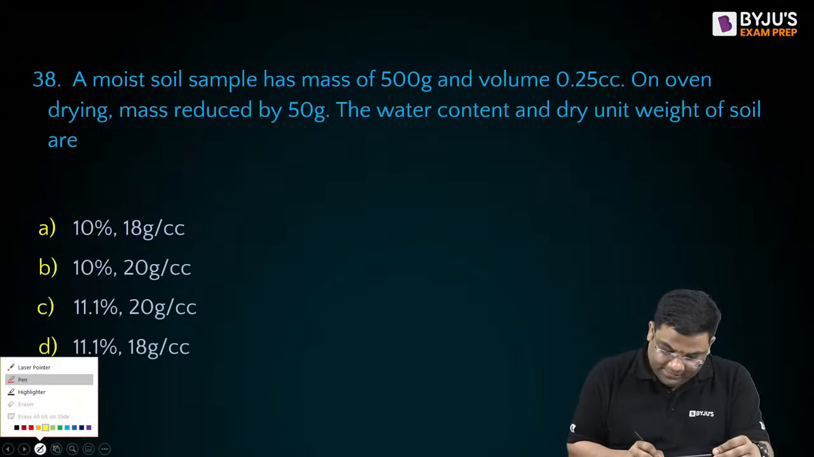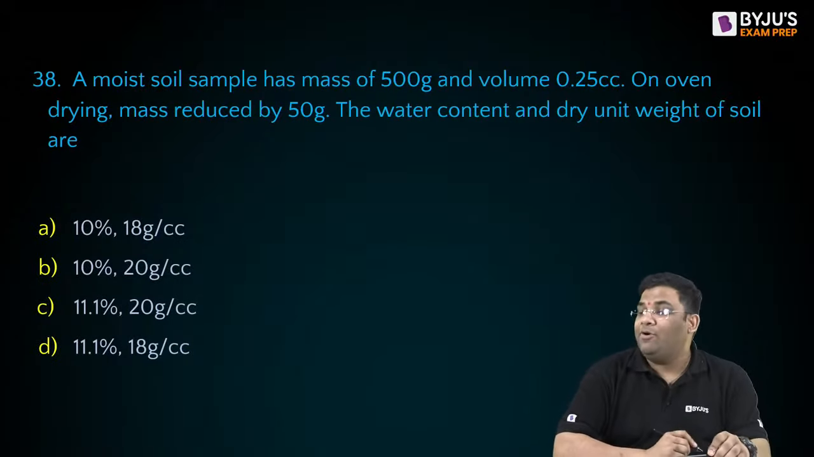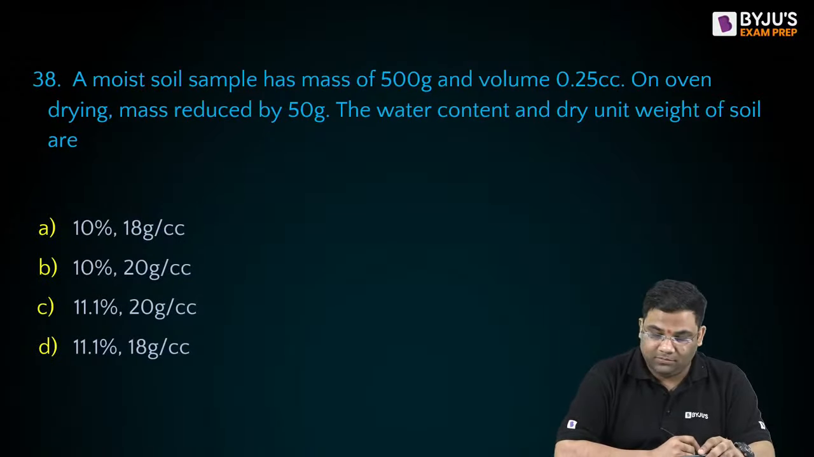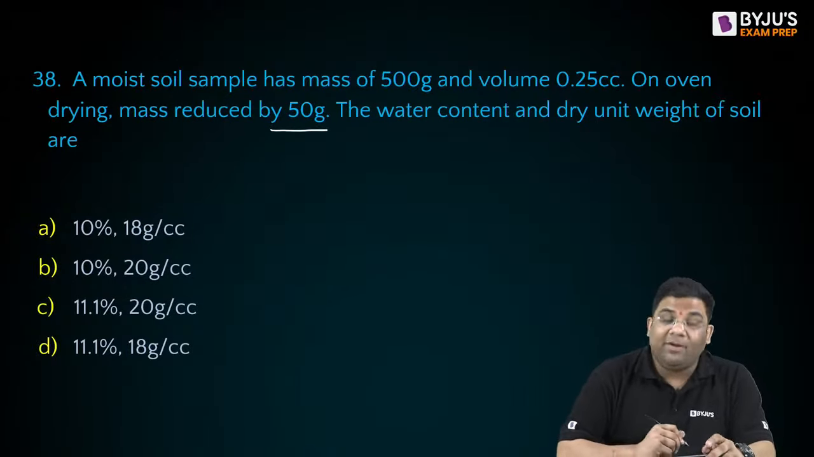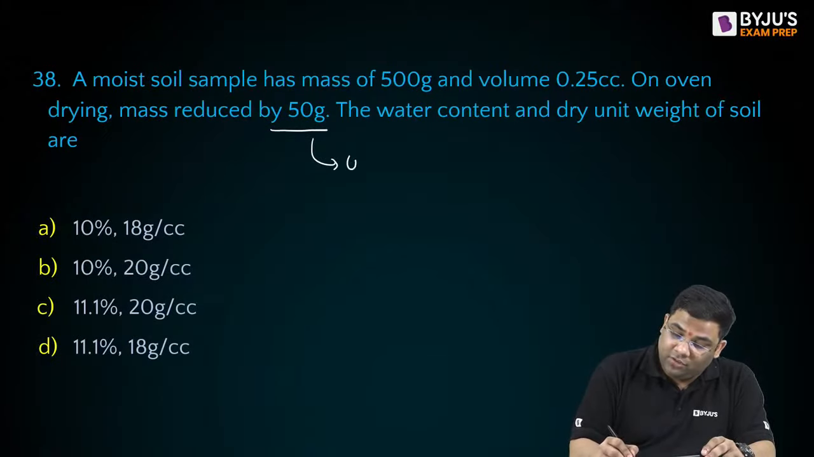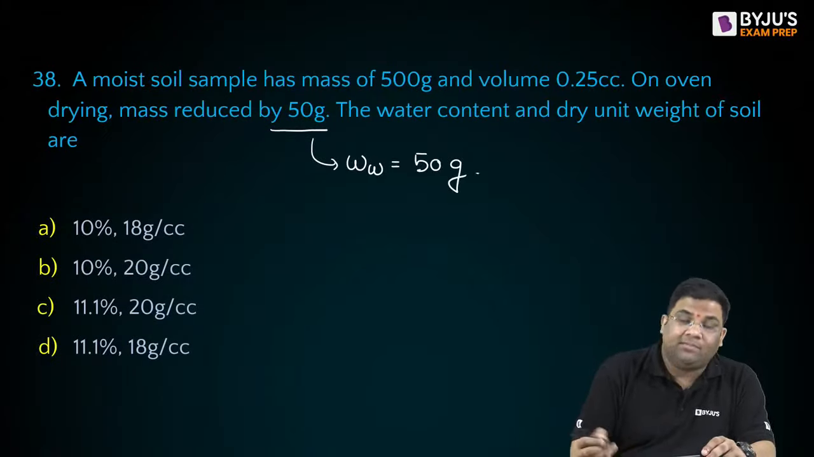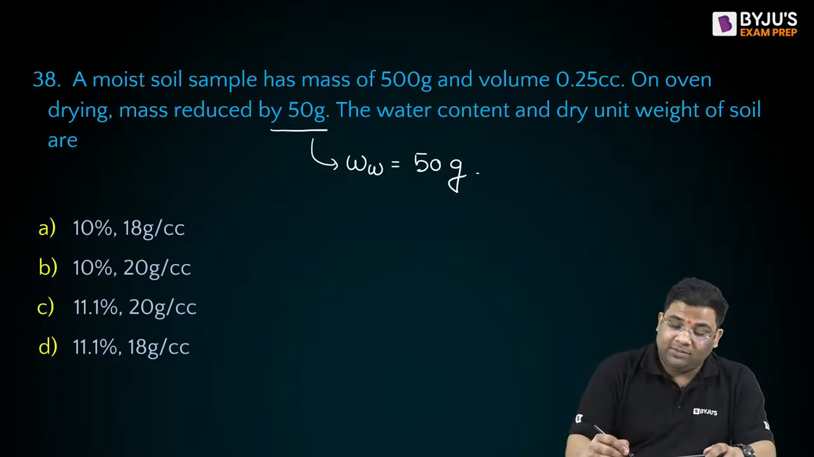The water content is asked, and the dry unit weight is asked. When it is oven dry, the mass is reduced by 50. This is your weight of water, because that is what gets evaporated, right? It is the mass reduction. Total was 500.